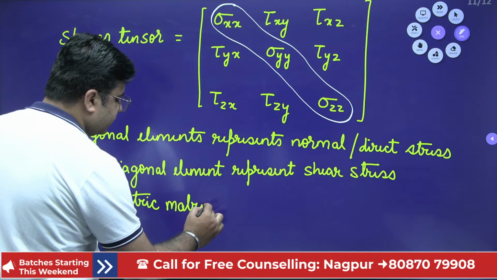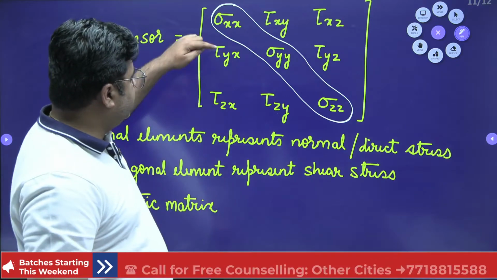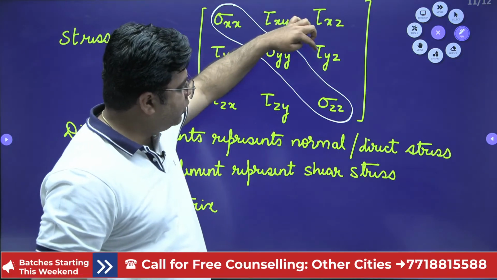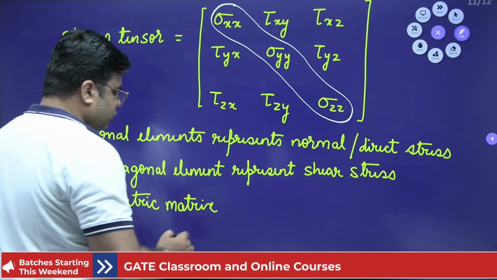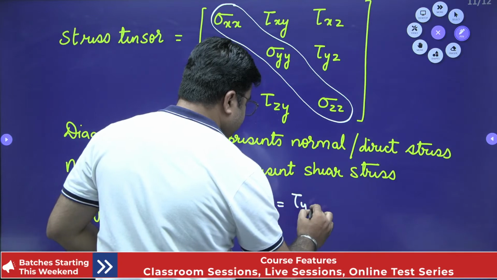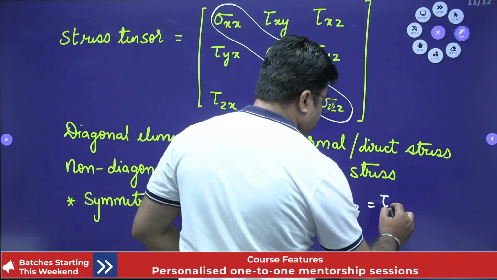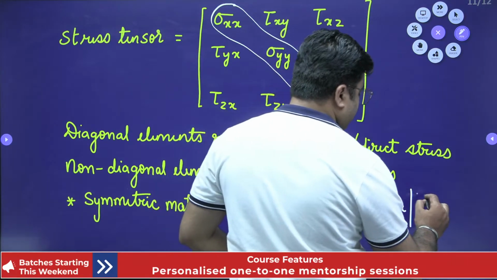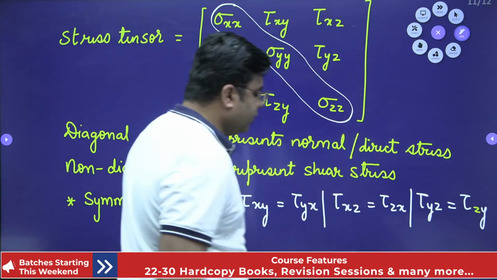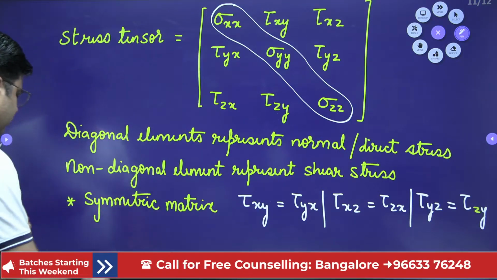Now, if I am saying this is a symmetric matrix, this can only be a symmetric matrix if this element is equal to this element is equal to this element is equal to this element. So, for this matrix to be symmetrical, tau xy should be equal to tau yx, tau xz should be equal to tau zx, and tau yz should be equal to tau zy, right? Now we will see how these elements will be equal and how this matrix will be symmetrical.